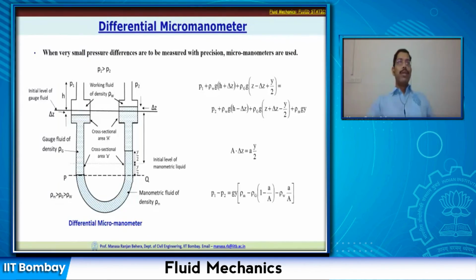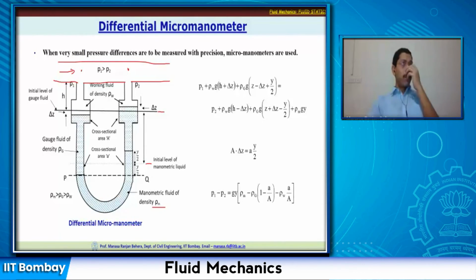Now we have three different fluids here. One is the working fluid, one is the gauge fluid of density rho g, and another is the manometric fluid of density rho m. So, three different fluids, and initially the gauge fluid is at this level and the manometric fluid is at this level. Now the moment you connect it to the pipe, and there is flow within it, because of the pressure at this point and this point, there will be variation.